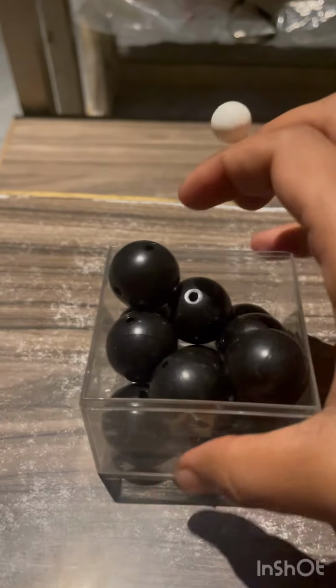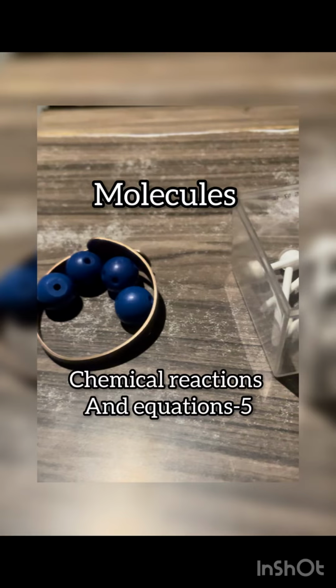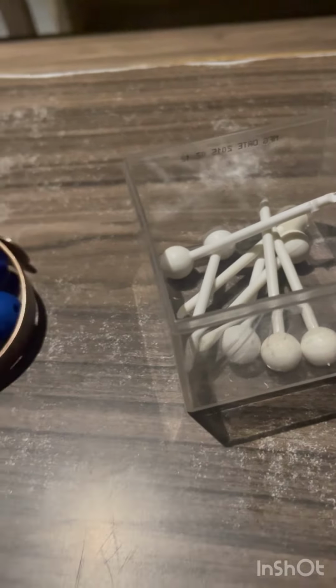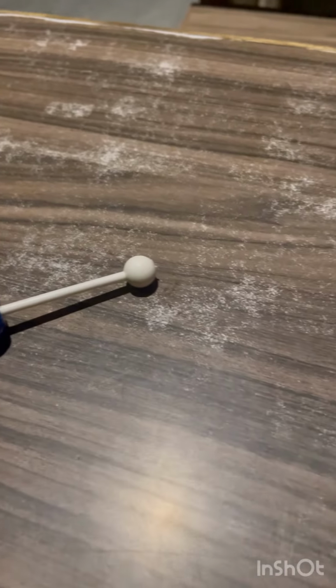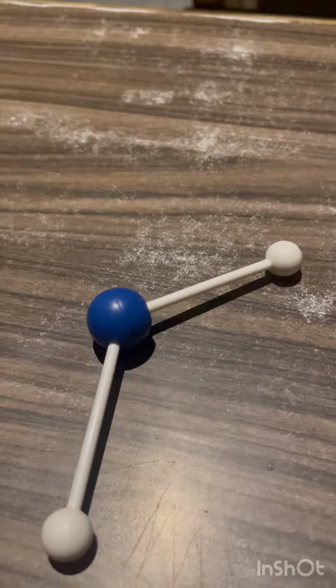Now let us try to understand how these elements come together. Consider these are hydrogen atoms which form an H2 molecule, and let's take these as oxygen molecules. Now in the third video, let us try to understand how the atoms of an element come together and form a molecule. I am repeating, please listen. Atoms of an element come together and form a molecule.